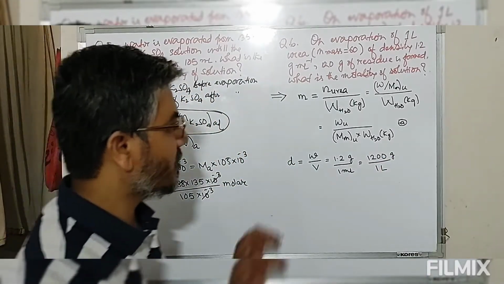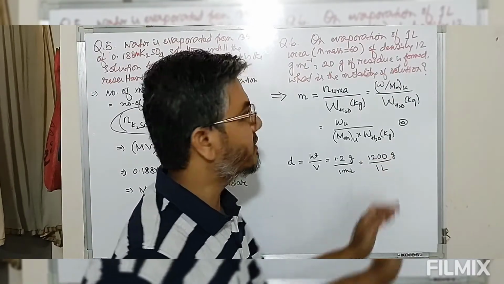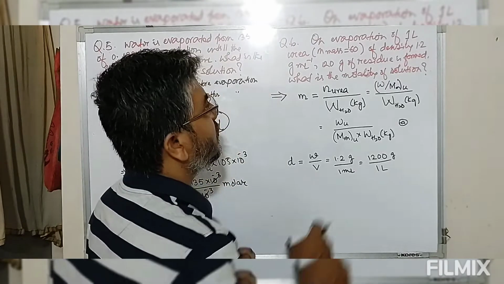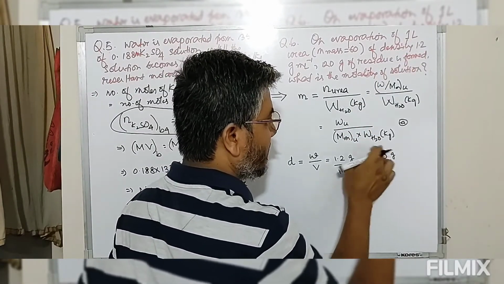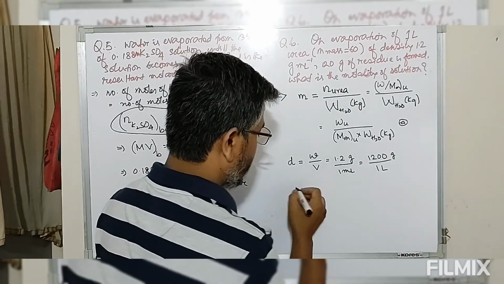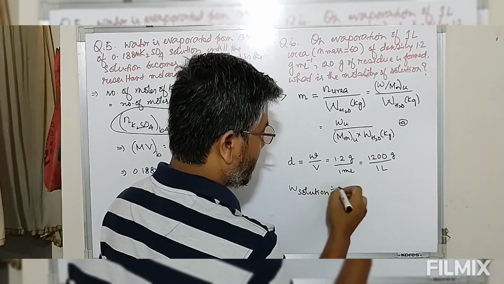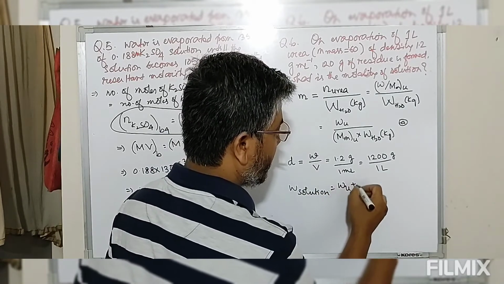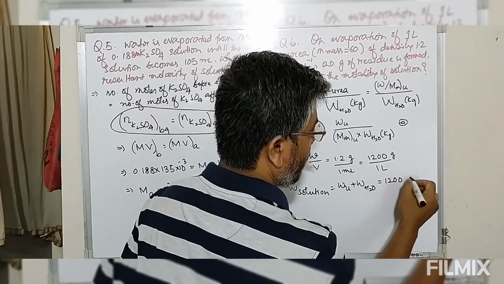So 1.2 gram per ml means 1200 gram is present in 1 liter. So now look at this. Volume of solution is 1, so we have 1 liter. So 1 liter contains how much mass? So 1200 grams. Therefore mass of solution, which is equal to mass of urea plus mass of water, comes out to be 1200 grams.